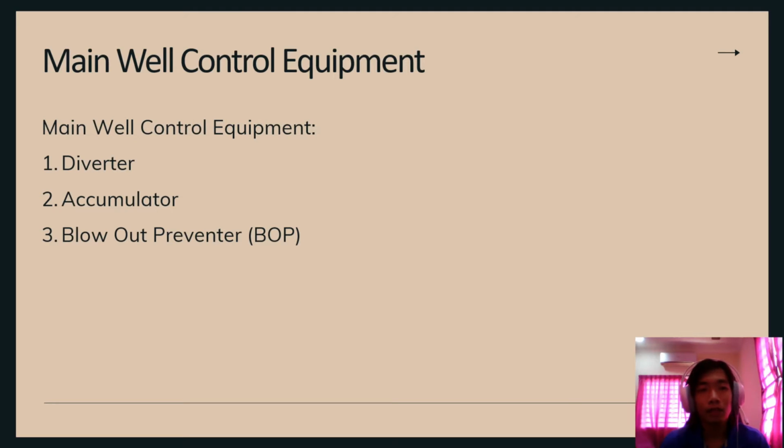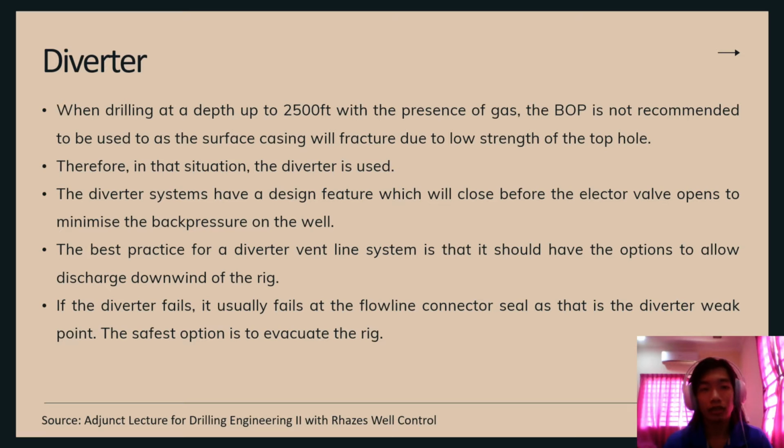Hi, my name is Koo Jun Min, and for my part, I will be explaining the main well control equipment. Now there are three main well control equipments, which are the diverter, accumulator, and the blowout preventer. So first is the diverter.